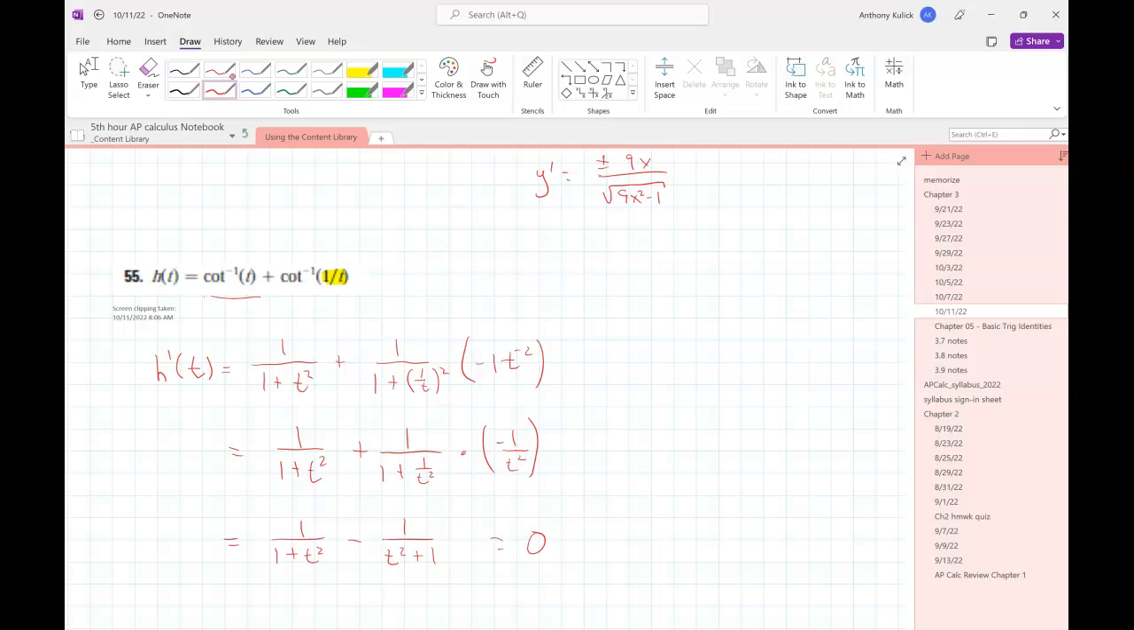Let me double check. How do you multiply the negative one? Sure. So I multiplied the negative 1 into the numerator. So that's what changed it to a negative sign. And then I had to distribute the t squared into the denominator. So t squared times 1 is t squared. 1 over t squared times t squared is just 1. Yup.